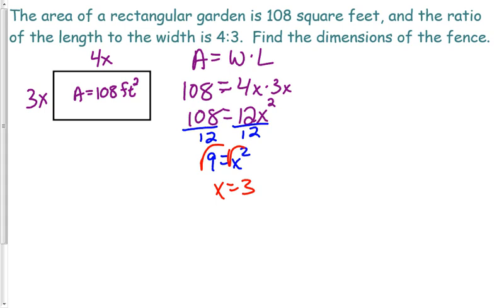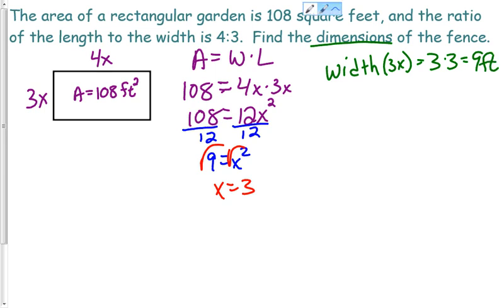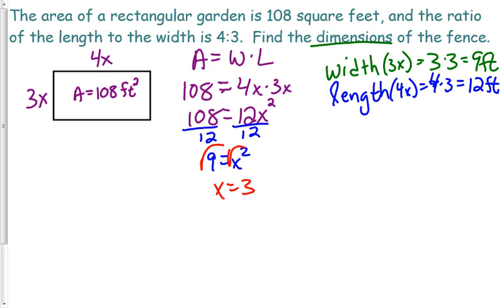Now, this problem doesn't say find the value of x, it says what are the dimensions. So our width was 3x equals 3 times 3 equals 9 feet. And our length was 4x equals 4 times 3 equals 12 feet.